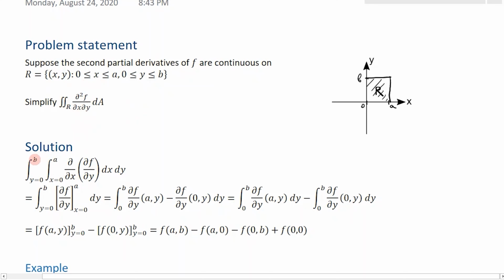So let's do this. Here I'm writing the iterated integral over x and y. Y is going from 0 to b because these are the bounds on y. X is going from 0 to a. Here I'm writing the partial derivative. I sort of expanded it in this form to see better what's differentiated which way so that we can integrate in the next step.